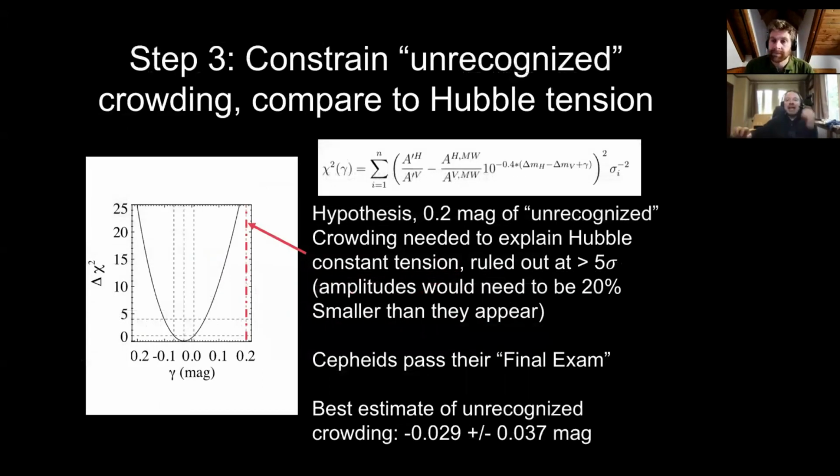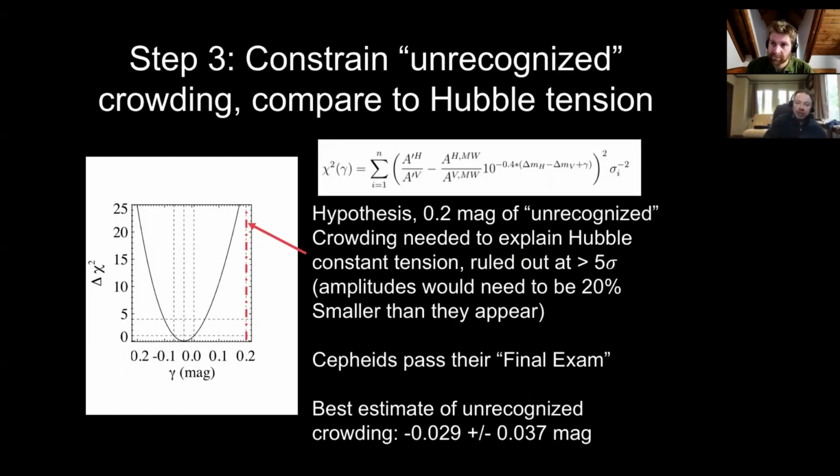Then we could take this one step further and imagine that there is some unrecognized crowding, some extra flux in the resolution element of the Cepheid beyond what the local region is suggesting. So we add a free parameter to the prediction for how much more or less flux there is, and require that to agree with the amplitude data. We form a chi-square statistic in the standard way, and we find that the amount of unrecognized crowding constrained by this is about 0.029 plus or minus 0.037 magnitude. So, well within 1 sigma of being 0.